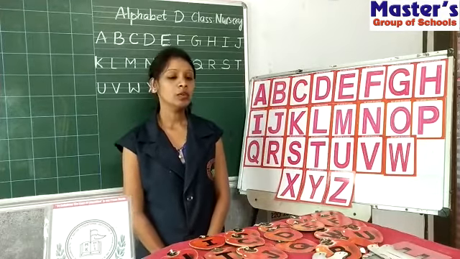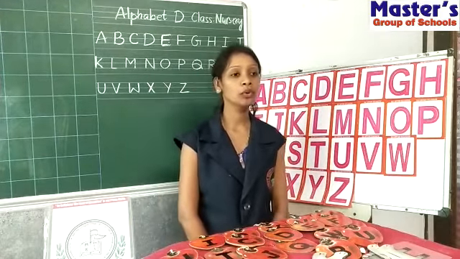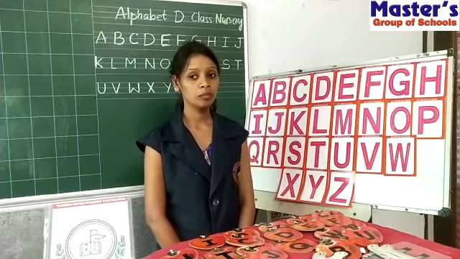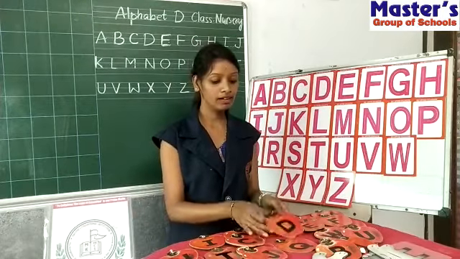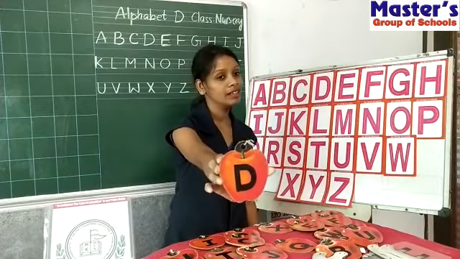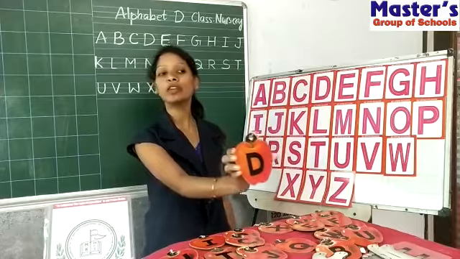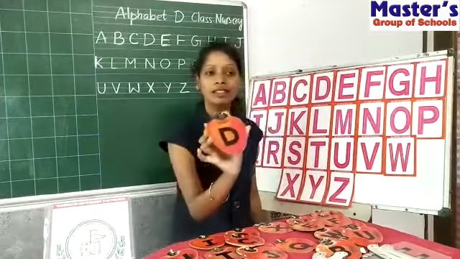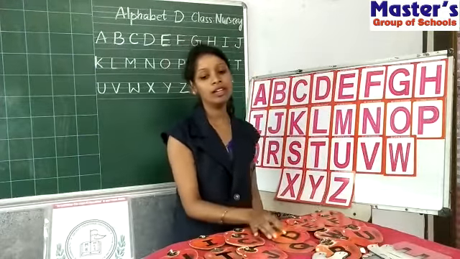Very good. Today, I will show you one new alphabet. Which alphabet? D. Which alphabet is this, children? My little children, all of you tell me. This is D. Okay? Very good.